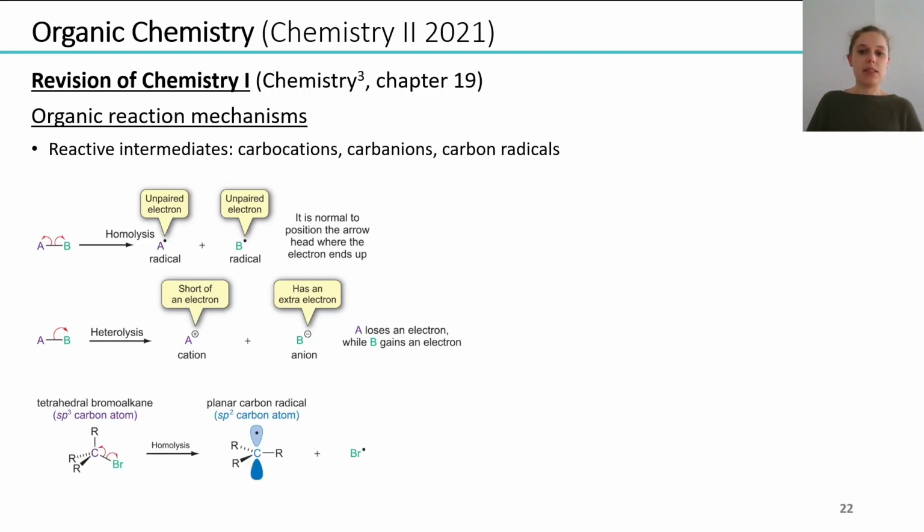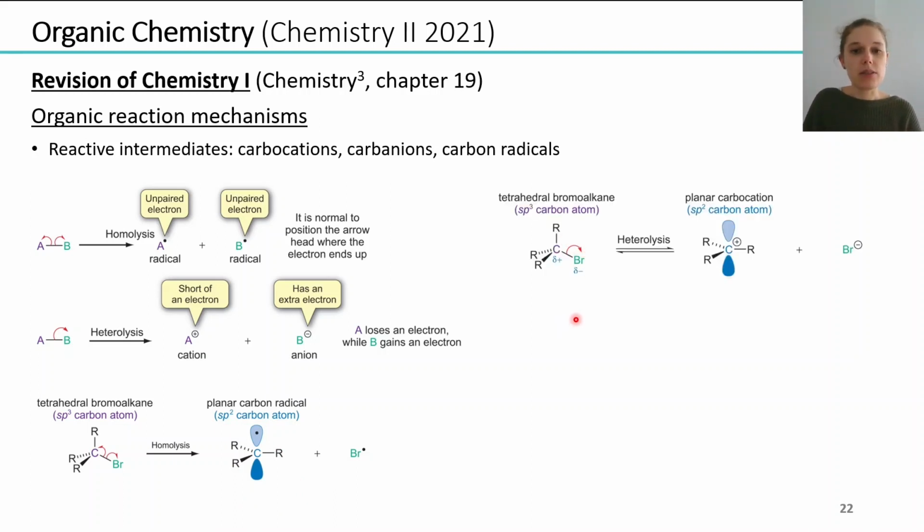If we now have an sp3 hybridized carbon with a tetrahedral binding angle, and we do homolysis, then we get a carbon radical where the unpaired electron is in the leftover p orbital, and the carbon atom is now sp2 hybridized, and we also get a bromine radical. This you can see here. So we draw two arrows as we do a homolysis, and then we end up with this planar carbon radical and the bromine radical. Of course, we can also do a heterolysis, and then we draw only this one arrow.